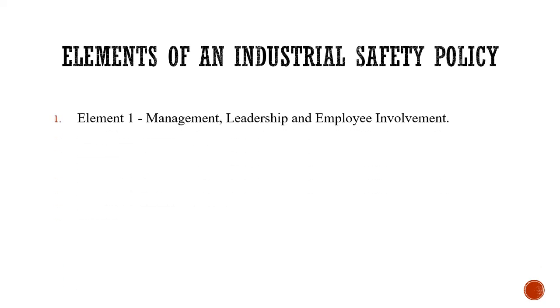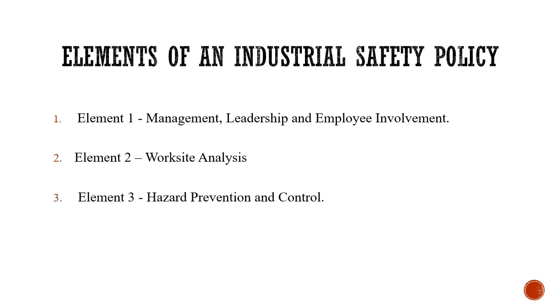First element is the management, leadership, and employee involvement. Second, worksite analysis. Third, hazard prevention and control. And fourth element is safety and health training and education. So there are 4 basic elements for an industrial safety policy.